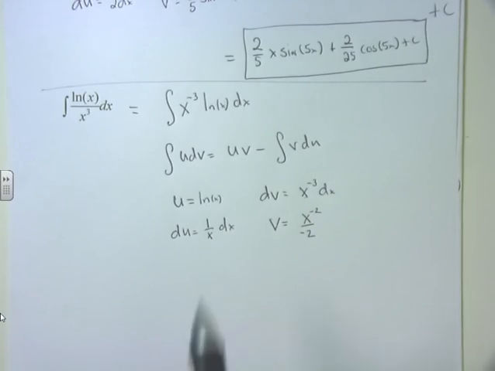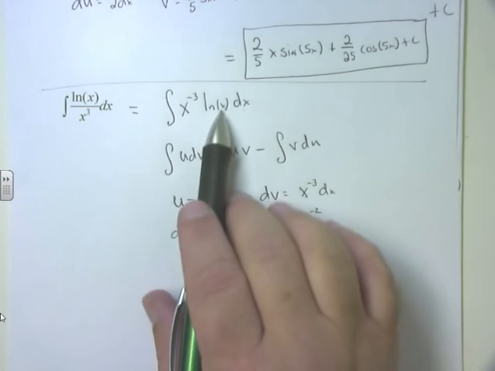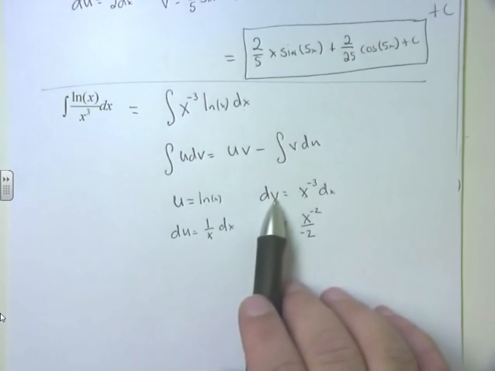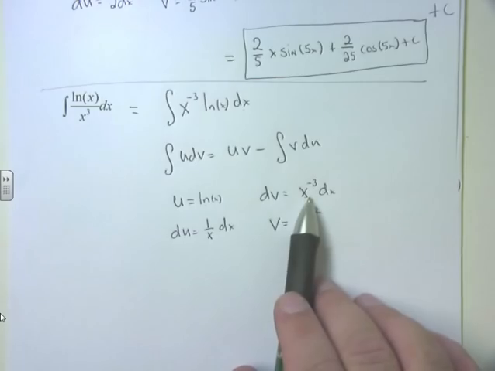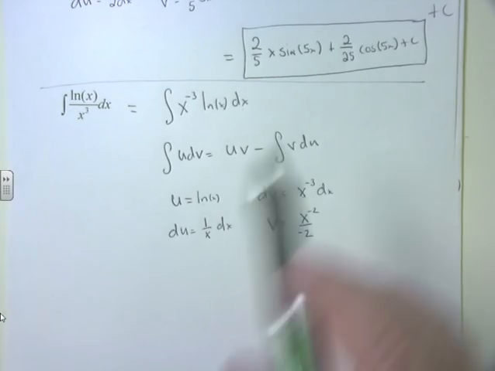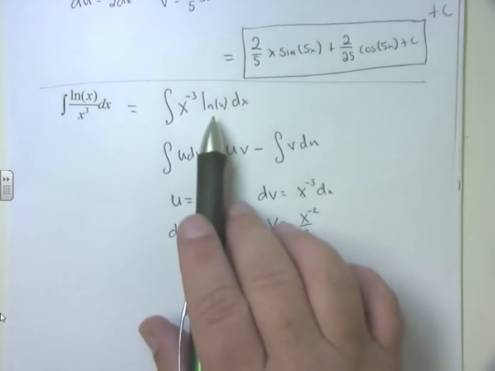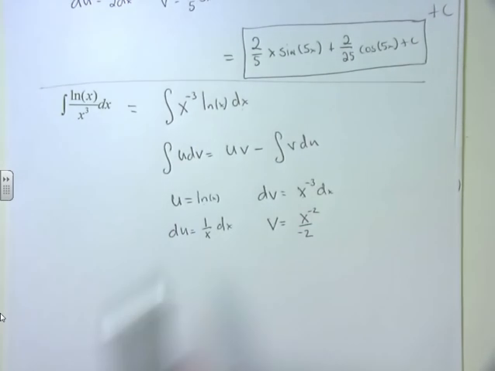And the other reason why I let u equal natural log of x is if I let dv be the natural log of x, what's the integral of that guy? No, it's not 1 over x. The integral is going to require some more formulas. We actually haven't integrated natural log of x. We've only taken its derivative.